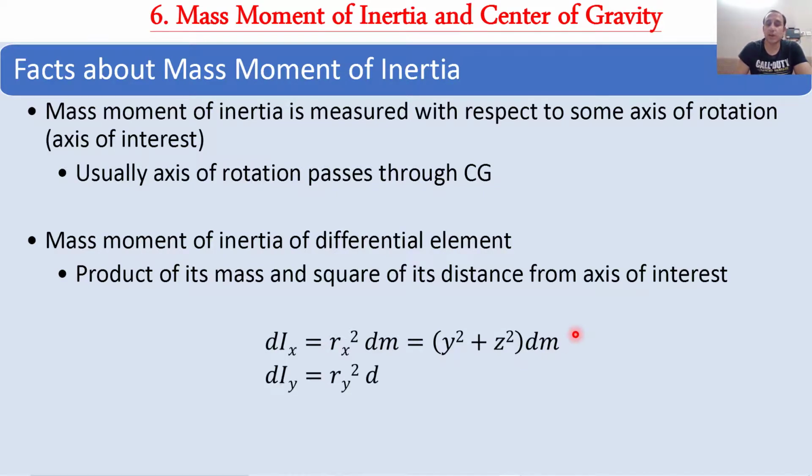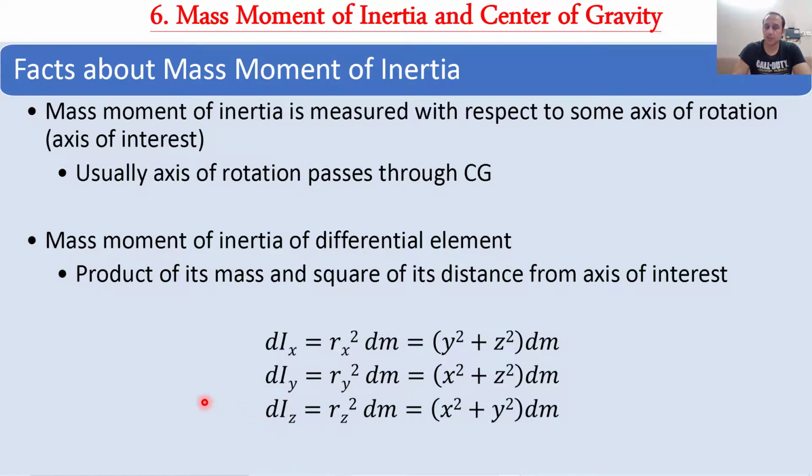If we talk about the y-axis, the formula will become ry square multiplied by dm, which is the differential mass element, and that will be equal to x square plus z square dm. In the same way, we have Iz, the mass moment of inertia across the z-axis, which is equal to rz square multiplied by dm, or x square plus y square into dm.